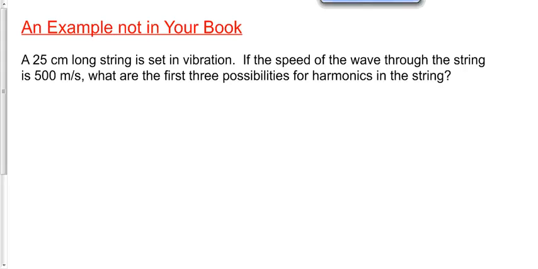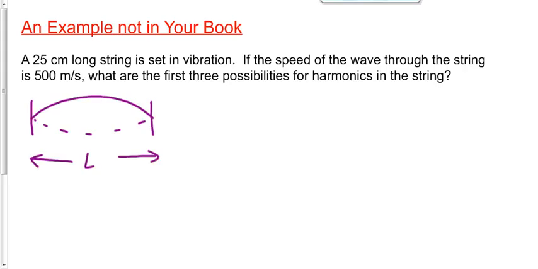Let's draw a picture for this, okay? We have our string right here that looks something like this. This would be the first harmonic, right? The first standing wave that's set up. This would be the length of it, and we're going to say the length of this is a half of a wave. And therefore, lambda is equal to 2 times L.